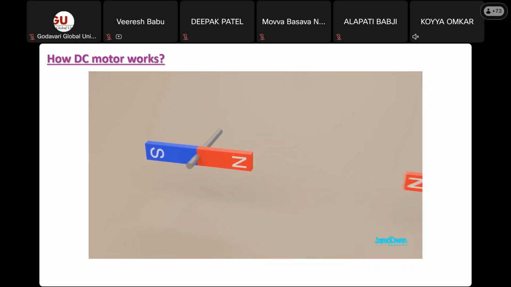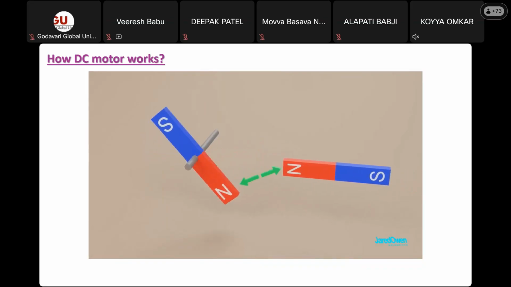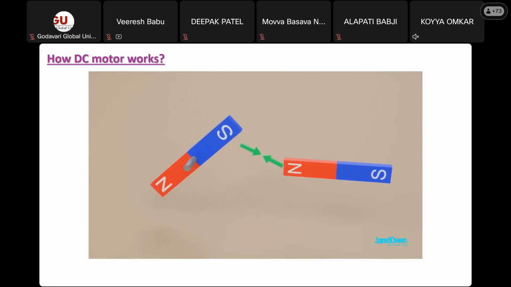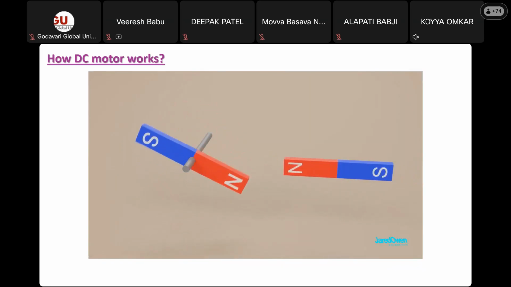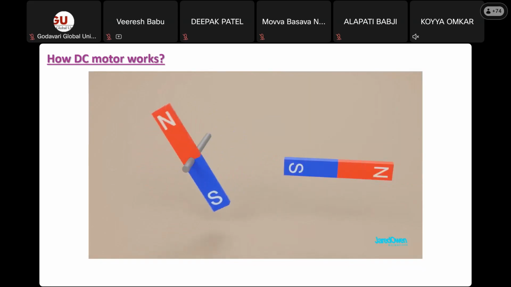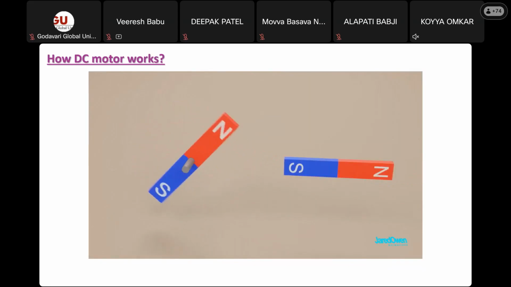Now switch out the side magnet. The same poles repel and opposite poles attract. If we keep switching out these side magnets, then our spinning magnet will just keep spinning. This concept of the spinning magnet is really important. We'll come back to it in a moment.